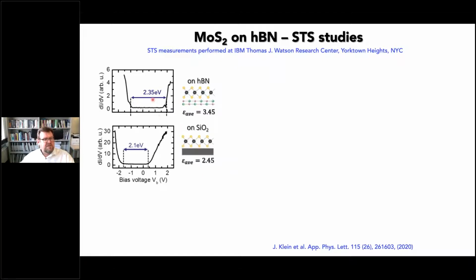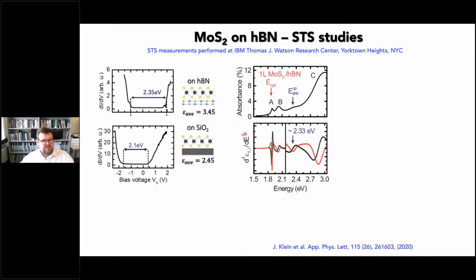Now, the shift of the band gap and the change of the size, that just arises because you have a different dielectric environment. Boron nitride has an average dielectric constant, of the vacuum and the boron nitride, of 3.45. Here on silicon dioxide, the refractive index is much lower, so that changes the size of the single particle band gap. You see it's very different for the two materials on different substrates.